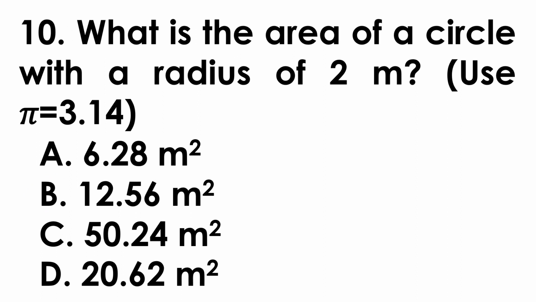Last number. What is the area of a circle with a radius of 2 meters? Use pi as 3.14. A, 6.28 meters squared. B, 12.56 meters squared. C, 50.24 meters squared. D, 20.62 meters squared. So by using the formula A is equal to pi times r squared, substitute the values. A is equal to 3.14 times 2 meters squared. That will give us 3.14 times 4 meters squared. The answer is letter B, 12.56 meters squared.